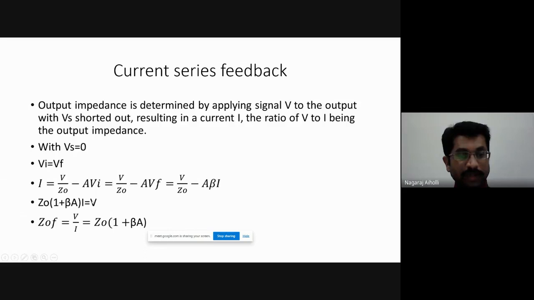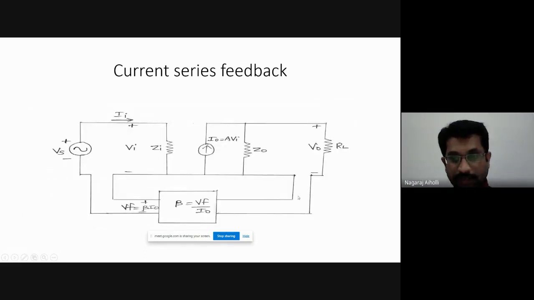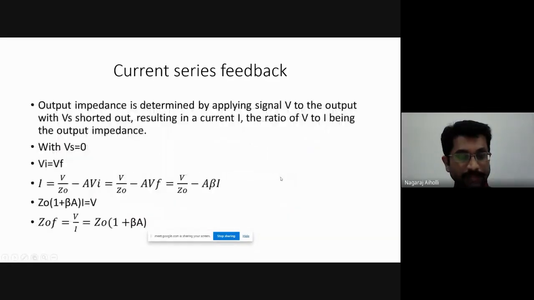What is output impedance with feedback? Output impedance with feedback is the voltage that we have applied at the output terminals divided by the current that is flowing into the output terminals. That is V by I. Instead of I naught, here we are taking it as I. That is the only difference. Therefore, V by I is the impedance with feedback. Rearranging the terms, Z naught into 1 plus A beta is equal to V by I. But what is V by I? It is Zof, that is output impedance with feedback, equal to Z naught into 1 plus A beta.